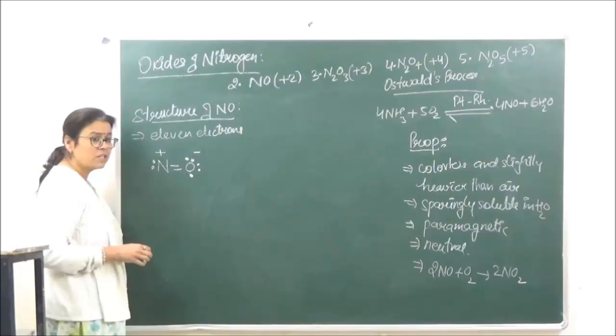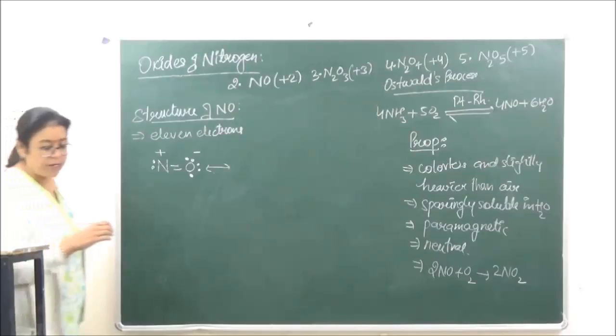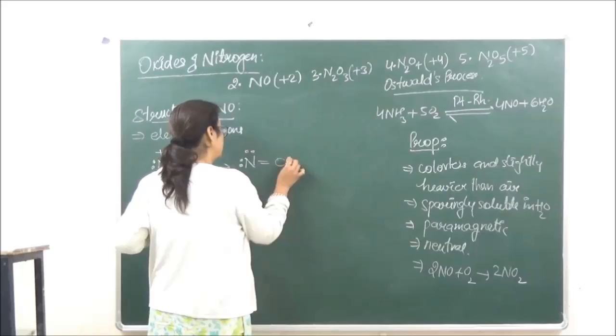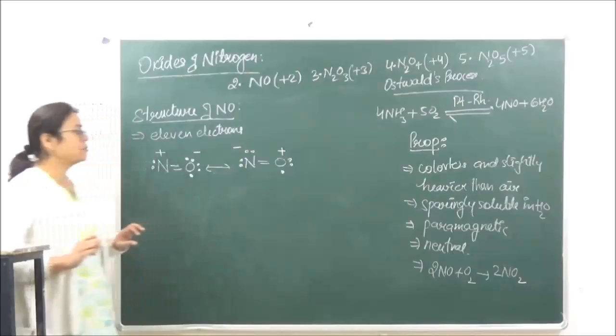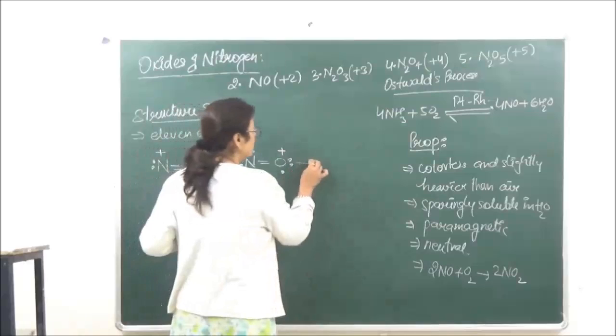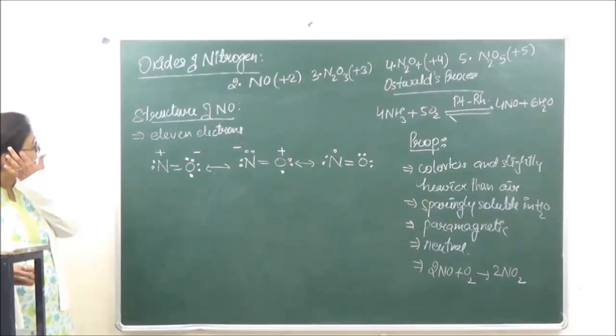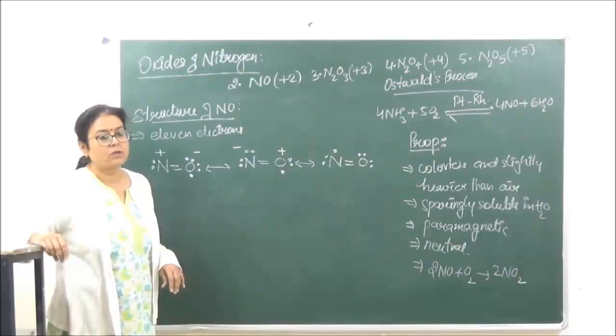Resonating structure में अब क्या होगा? That we are going to get two electron pairs on nitrogen. So now oxygen will get a positive charge and nitrogen is going to get a negative charge. ठीक है? And then we also have a neutral molecule. बस इस पे आपको ये याद रखना है कि आपको 11 electrons in total होने चाहिए, shared and unshared, दोनों के दोनों. So these are going to be the resonant hybrids.